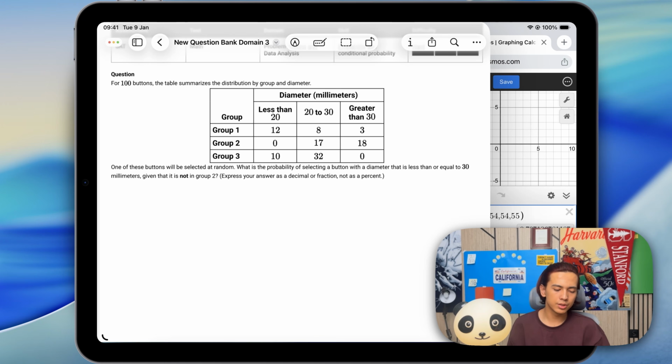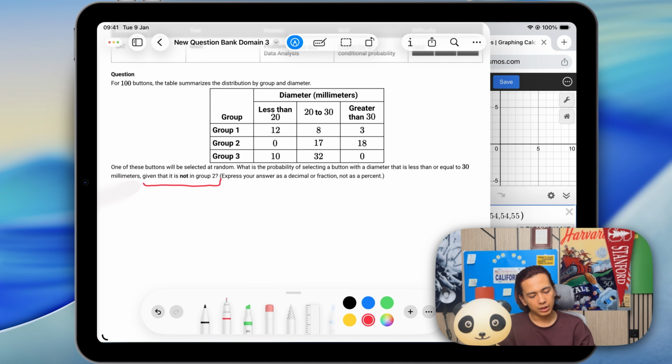For 100 buttons, the table summarizes the distribution by group and diameter. So I have certain groups; they could be groups in terms of color, a certain category, and then you have the diameter, how large or how small it is. One of these buttons will be selected at random. What is the probability of selecting a button with a diameter that is less than or equal to 30 millimeters, given that it is not group 2?